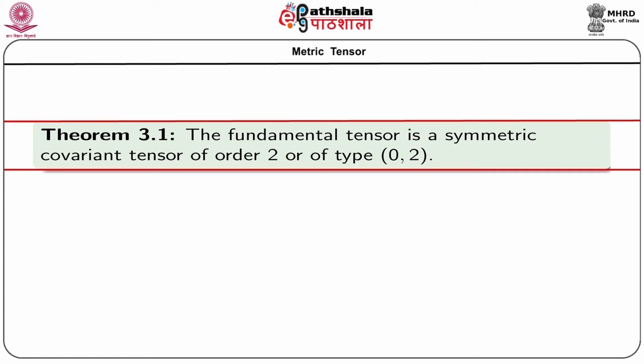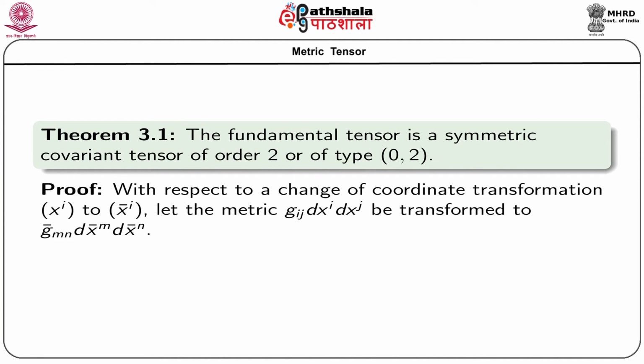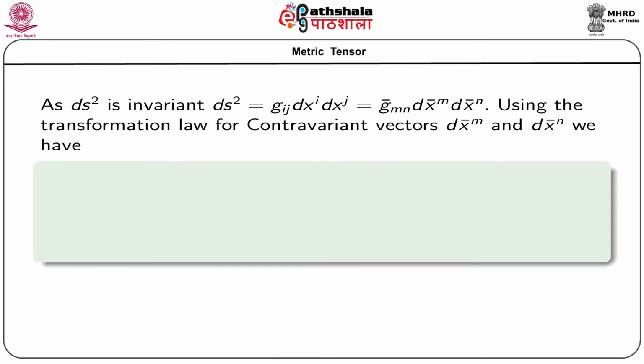Now, we shall prove this theorem that the fundamental tensor or the metric tensor is a symmetric covariant tensor of order 2 or of type 0 2. We can prove it in this way. With respect to a change of coordinate transformation xi to x bar i, let the metric gij dxi dxj be transformed to g bar mn dx bar m dx bar n. So, when the coordinate transformation is done from xi to x bar i system, the metric will change in this way. Now, as d square is invariant, they are equal.